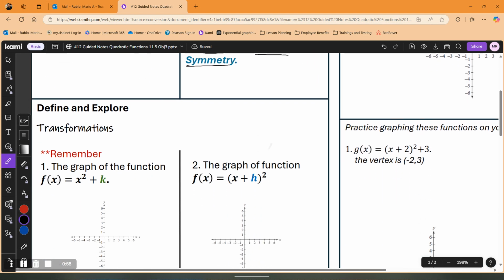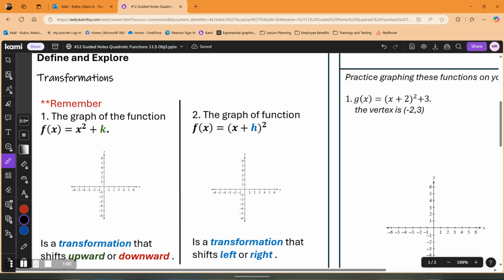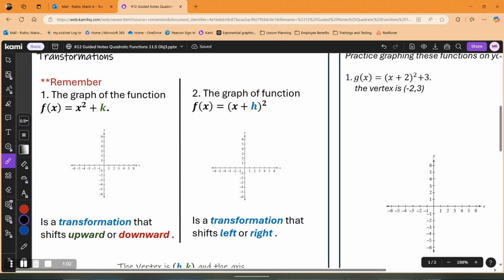Let's take a look at some transformations. Remember, we learned this in objective 1. It was assignment number 11. So I'm going to put, this is from assignment number 11. Go back and look at your notes. x squared plus k. So with our just x squared, we know this is the graph of x squared. It should be like in our brains now.